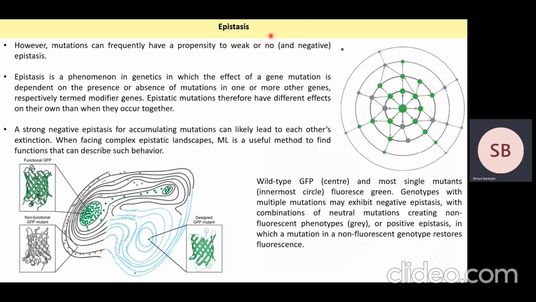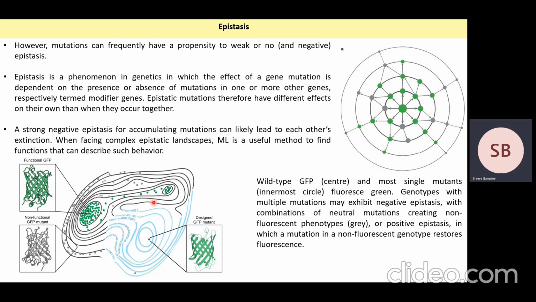Now we will learn about epistasis. Mutations can frequently have a propensity to weak, no, or negative epistasis. Epistasis is a phenomenon in genetics in which the effect of a gene mutation is dependent on the presence or absence of mutations in one or more genes, respectively termed modifier genes. Epistatic mutations, therefore, have different effects on their own than when they occur together. A strong negative epistasis for accumulating mutations can likely lead to each other's extinction.